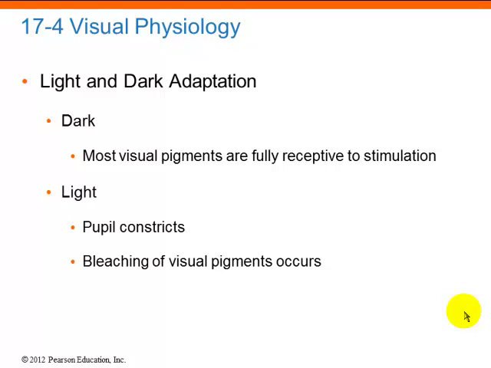In adapting to light and dark, part of the adaptation is change in the size of the pupil. Remember, this is accomplished by the smooth muscle of the iris in two layers, the radial muscles and the circular muscles.